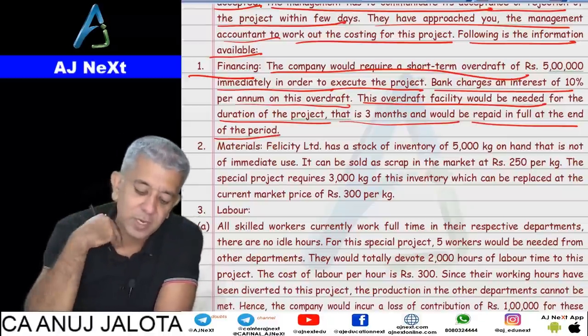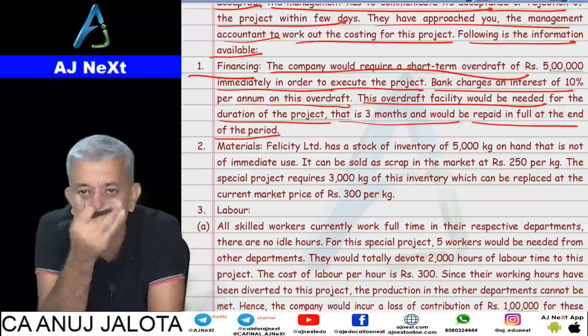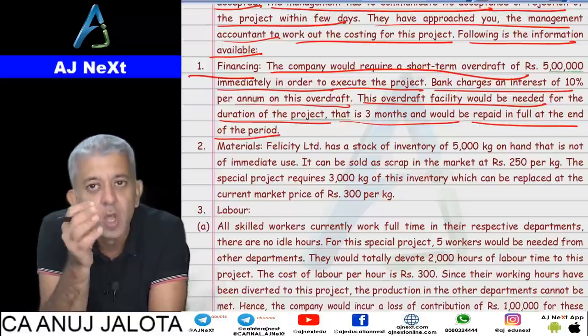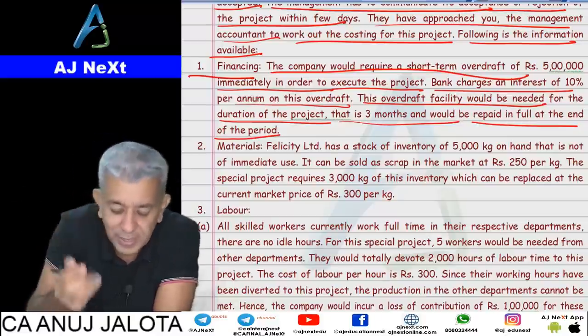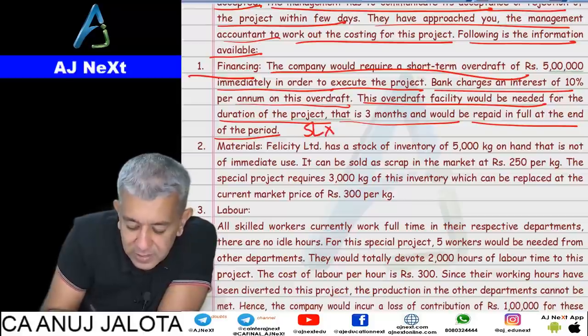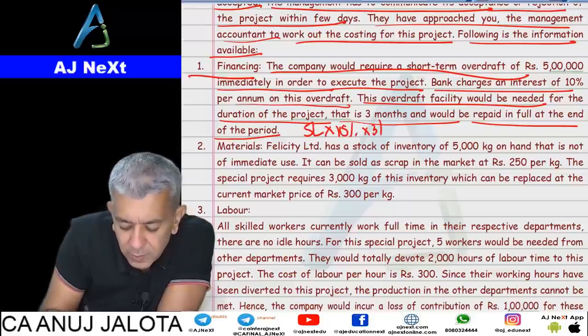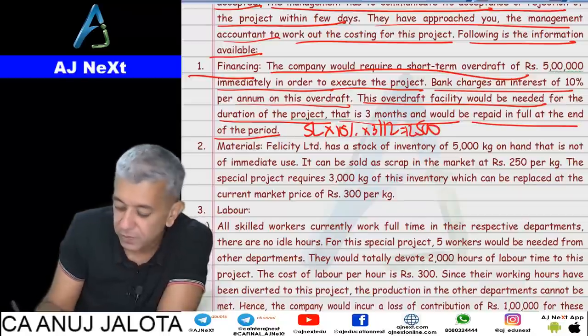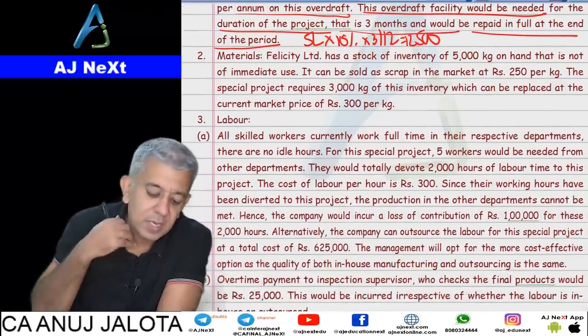So therefore, for this particular project, you will require some working capital. You don't have money, so you will take an overdraft facility of rupees 5 lakhs, and you will be paying 10% interest on it. So therefore, 5 lakhs into 10% into 3 by 12, that should be 12,500. That's it.